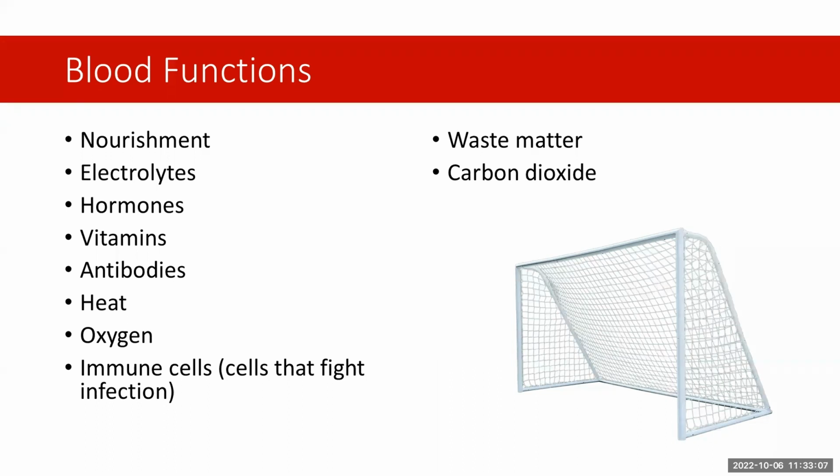Because if the body is leaking blood, it is no longer able to carry nourishment, electrolytes, hormones, vitamins, antibodies, heat, and oxygen with immune cells over to the tissues. It is also incapable of collecting waste matter and carbon dioxide. So the blood can't be leaking. And the platelets are that net for us.